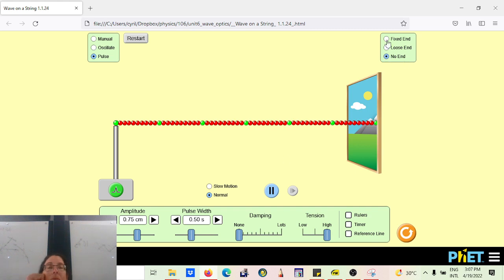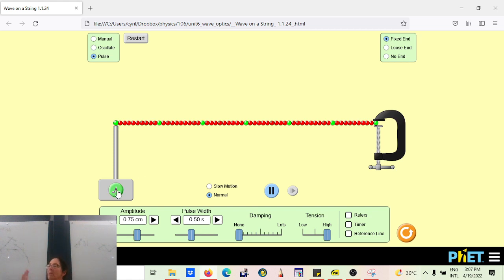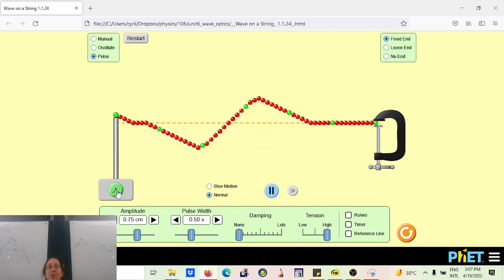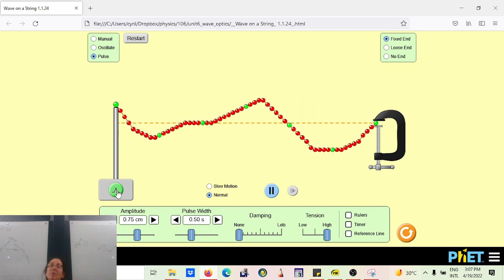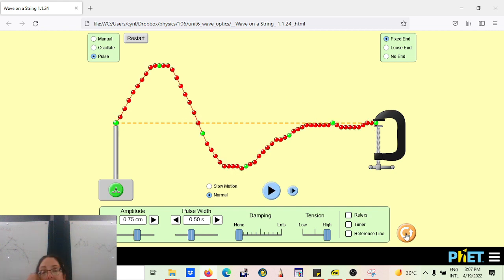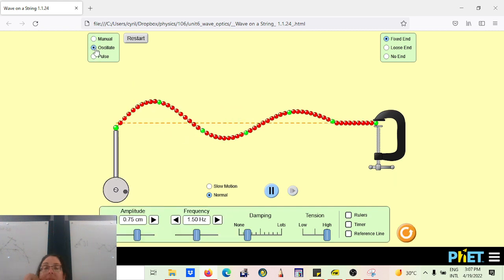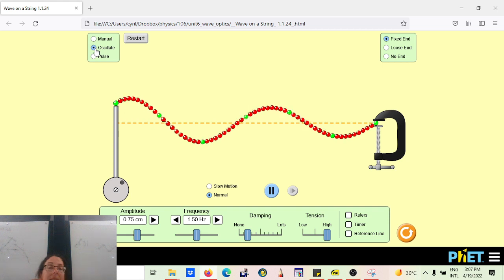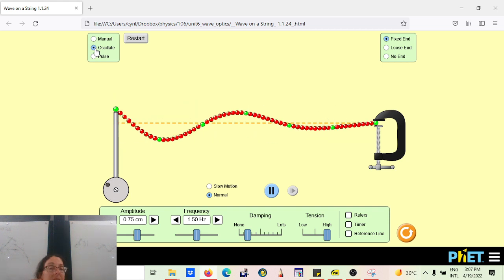Okay, so now look very carefully at what's going to happen. What do you think is going to happen if I make a pulse and then another pulse and then another pulse and then another pulse? They're going to interfere with each other, right? One will be reflected, interfering with the next one, and that's how I'm going to make standing waves. So these are standing waves, okay? I'm exciting at the right frequency, and I get standing waves.